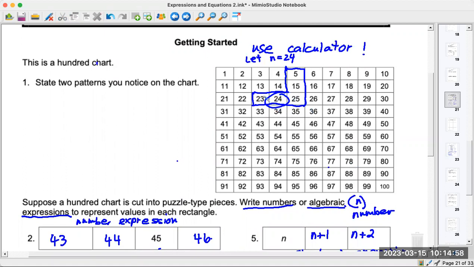So according to 24, I make my little puzzle piece. If you look at your number 11, this is the puzzle piece that matches my problem, correct? 3 over, 3 up. 24 is right here. This is my starting point, n, yeah?